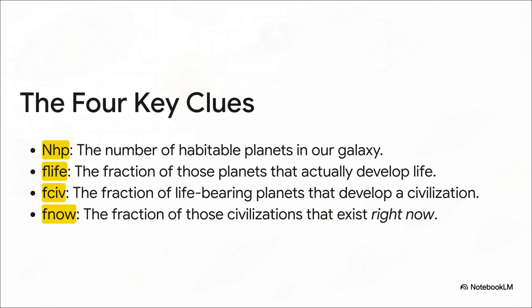First, we start with the number of potential crime scenes, if you will, all the habitable planets out there. Then we have to ask, okay, but on what fraction of those does life actually get started? And then, of those, how many go on to develop a full-blown civilization? And finally, and this is the really tricky one, how many of them are around right now at the same time as us?